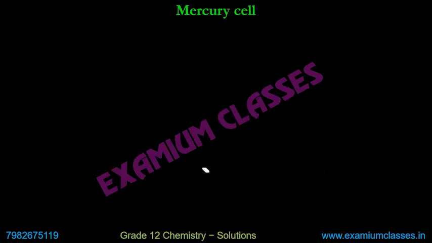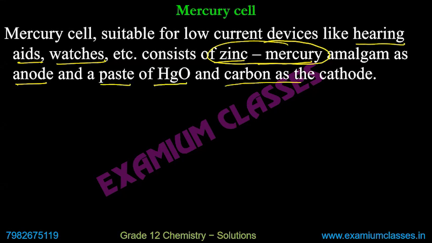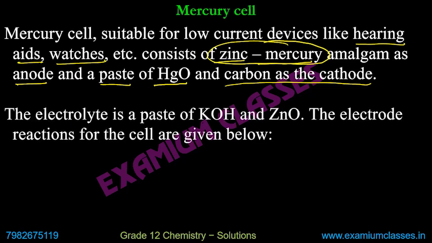Next, mercury cell. Primary batteries we are talking about. Mercury cell is another primary battery which cannot be recharged. Mercury cell is suitable for low current devices like hearing aids, wrist watches. It consists of zinc mercury amalgam as anode and a paste of mercuric oxide and carbon as the cathode. Memorize these things. The electrolyte is a paste of potassium hydroxide and zinc oxide.